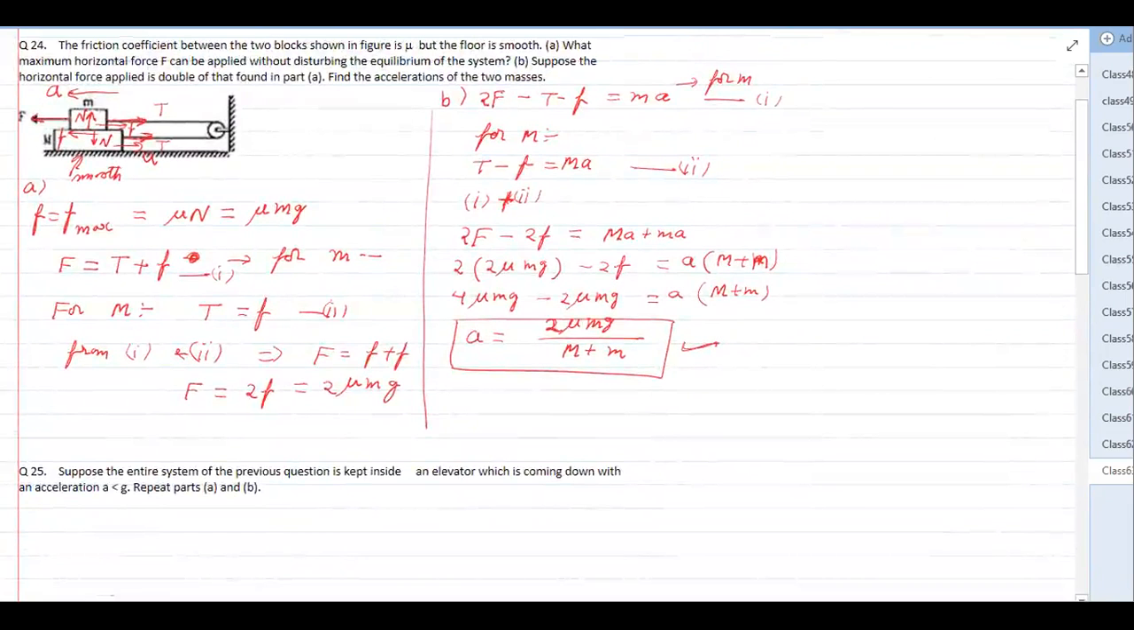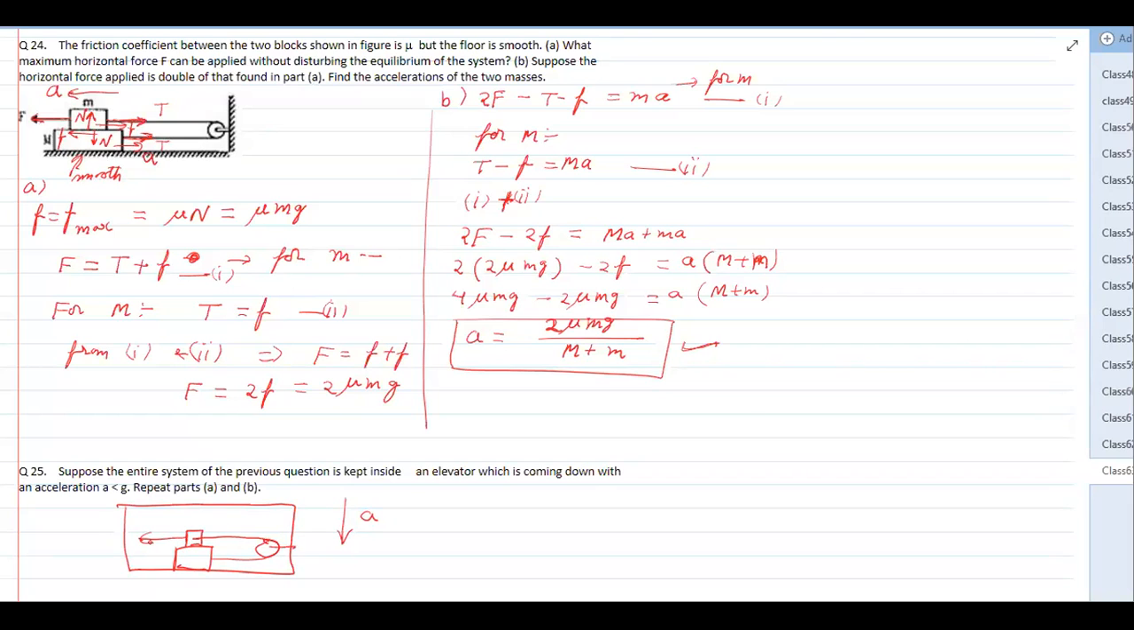If the whole system is kept in an elevator, it means we have to apply a pseudo force, and that pseudo force will be in vertical direction. Since the whole system is going down, the elevator is coming down with acceleration a, and inside it the system is kept like this. So in this case, what will be the horizontal force applied? What will be the answer of first part and second part?